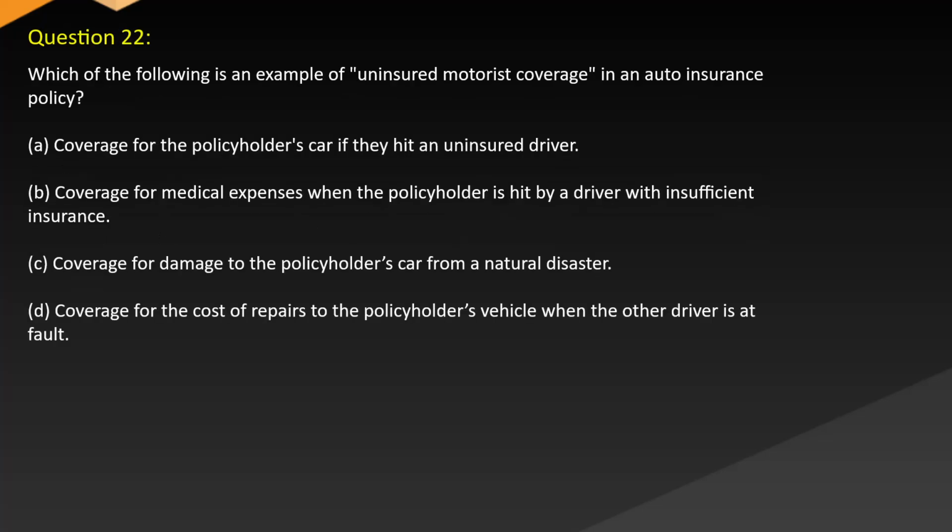Question 22. Which of the following is an example of uninsured motorist coverage in an auto insurance policy? A. Coverage for the policyholder's car if they hit an uninsured driver. B. Coverage for medical expenses when the policyholder is hit by a driver with insufficient insurance. C. Coverage for damage to the policyholder's car from a natural disaster. D. Coverage for the cost of repairs to the policyholder's vehicle when the other driver is at fault.